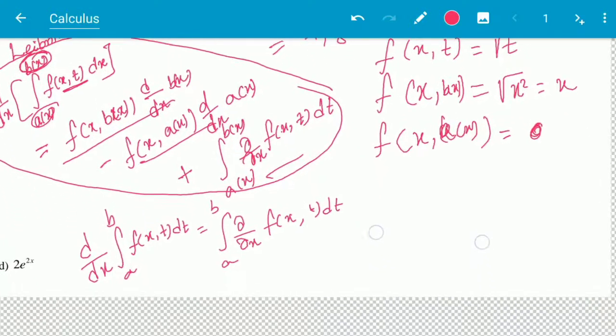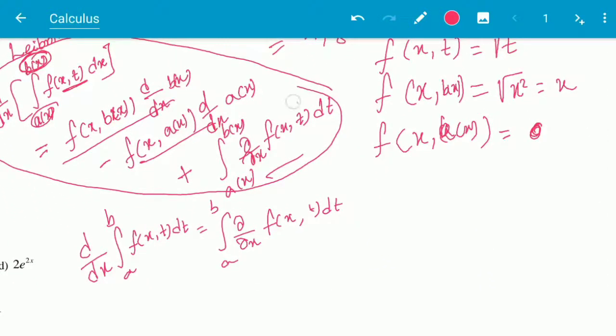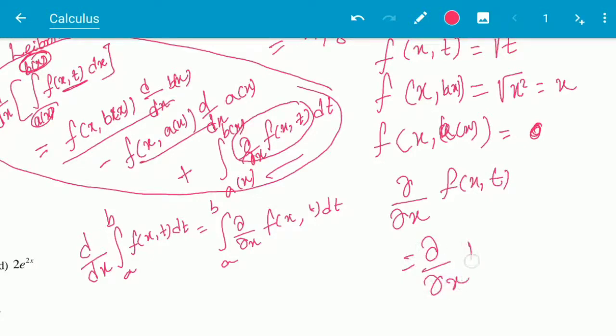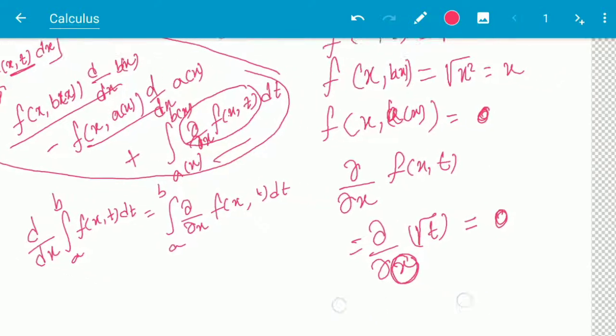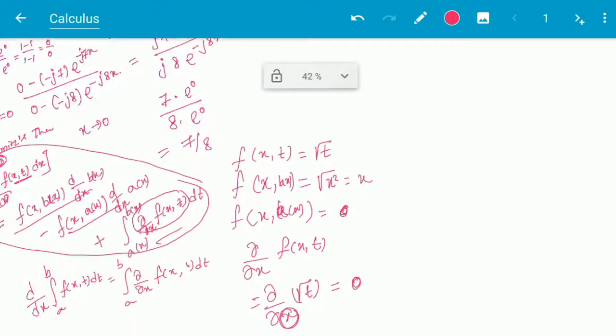And now the partial derivative of f of x, t is equal to the partial derivative of root over of t, which is equal to 0 because here t is constant. Partial derivative with respect to x, and t is constant here. So these are the main things, and we only have to apply the formula here.